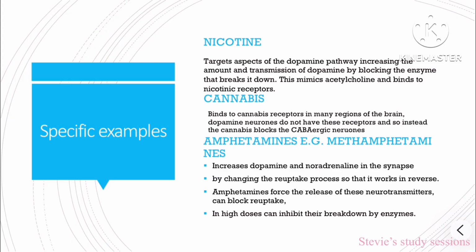Cannabis binds to cannabis receptors in many regions of the brain. Dopamine neurons do not have these receptors, so instead cannabis blocks GABAergic neurons. Amphetamines work by increasing dopamine and noradrenaline in the synapse, by changing the reuptake process so it works in reverse. Amphetamines force the release of these neurotransmitters and can block reuptake. In high doses, they can inhibit their breakdown by enzymes.